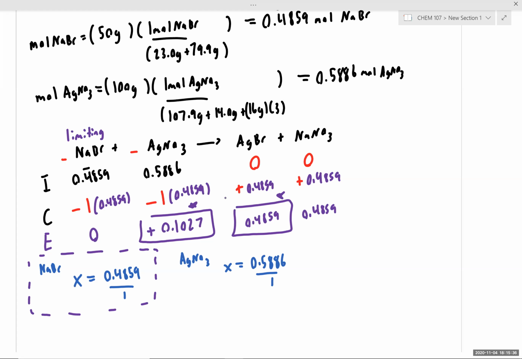Yes. So the main reason why I'm using the ICE method is because I need to calculate both. The way that you determine x, just as a refresher, you take the moles of each reactant and you divide by the coefficient. So moles over the coefficient for that reactant. And since both of our coefficients are one, we divide the moles of each reactant by one. Does that make sense?